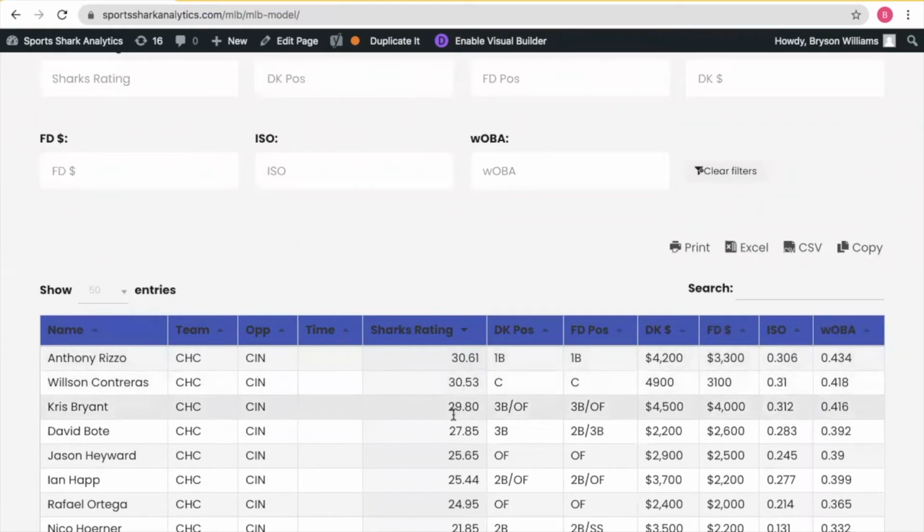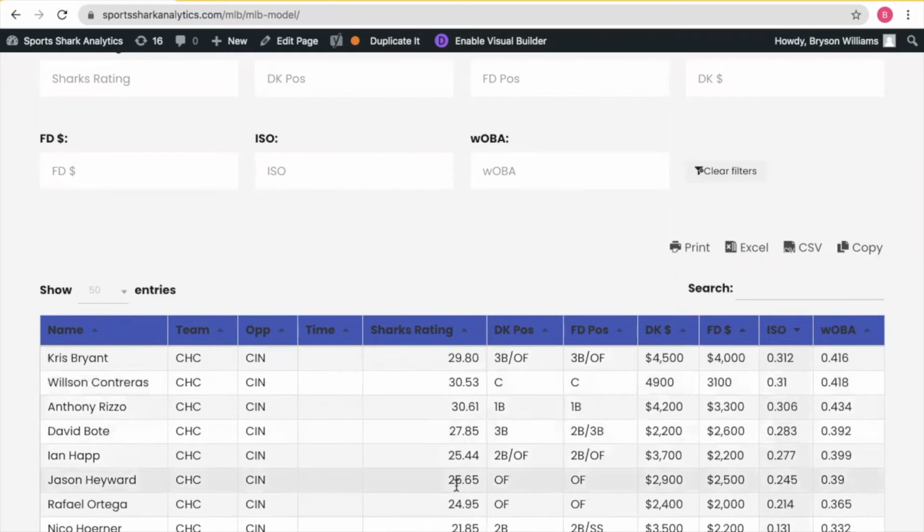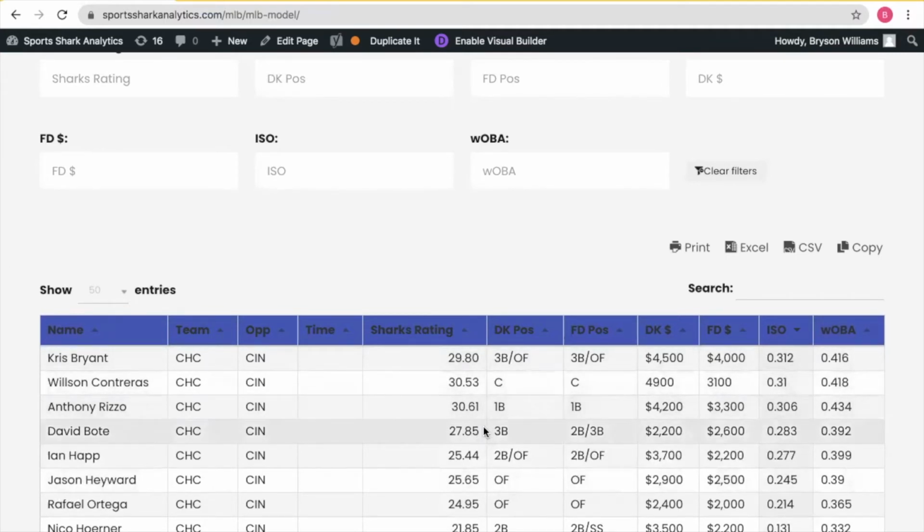Also, if you're looking for GPPs and these high prize tournaments where top payouts are real heavy, I would look at the ISO. I would build my lineups off of ISO. So what would happen is I would start with Chris Bryant, Contreras, Rizzo, and start filling in from guys here.